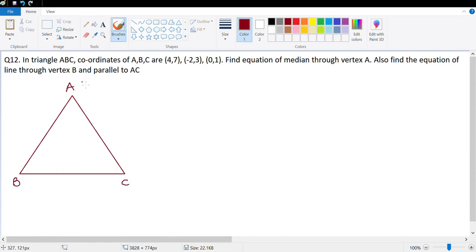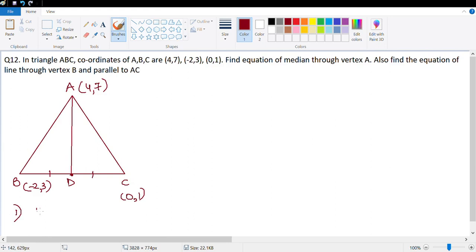This is ABC, this is A, 4, 7, this is B, which is negative 2, 3, and C, which is 0, 1. We need to find the equation of the median through vertex A. So let's say this is point D. We know the property of a median that it divides the base into two equal parts, which means BD and DC are equal. So if I knew the coordinates of D, then I would have 2 points on the line AD and I should be able to figure out the slope, and eventually the equation. So let's just write that down.